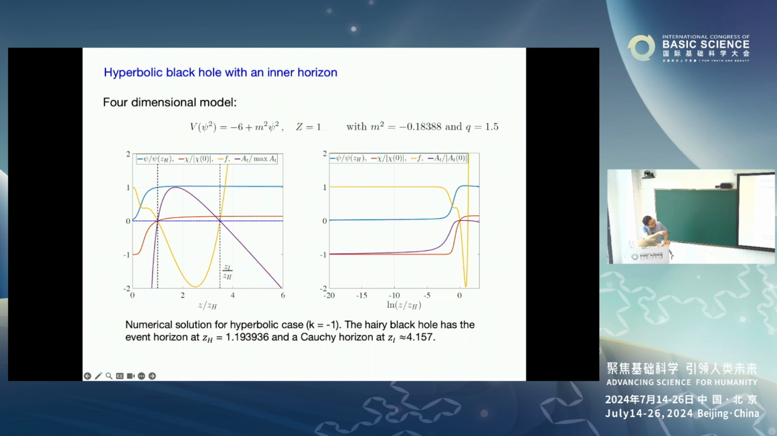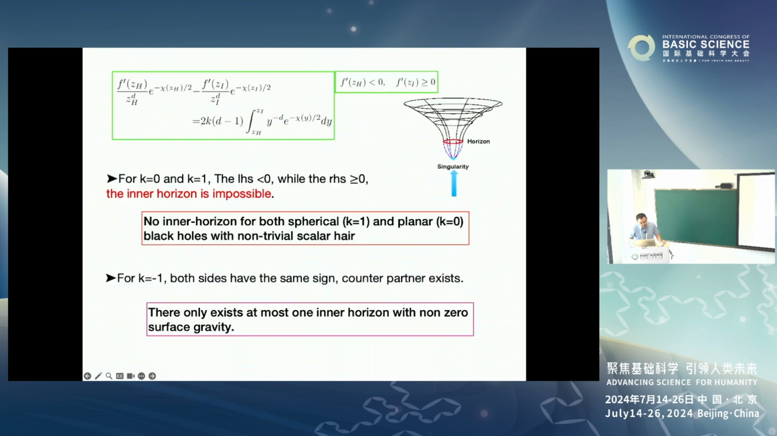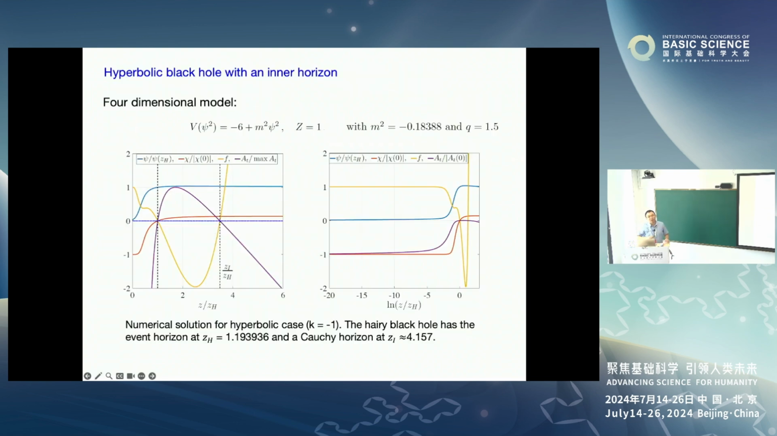You see, this is the event horizon, and it goes to 0 at this point. This is the inner Cauchy horizon. You see here? And meanwhile, you see the gauge potential A_t, this purple curve. They are both vanishing at these two horizons. This is one example we can find. That means we showed there exists at most one inner horizon, and we can indeed find a numerical example.